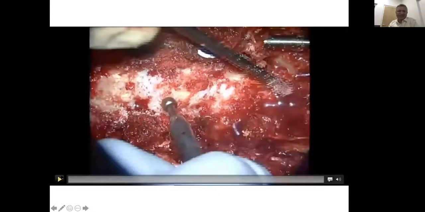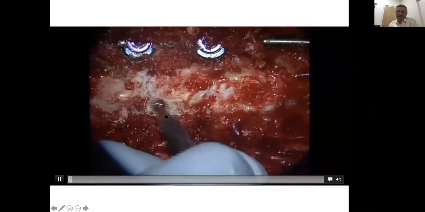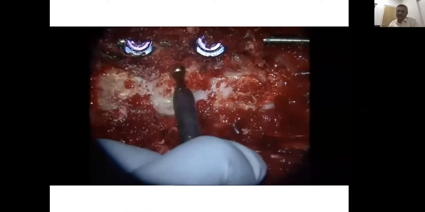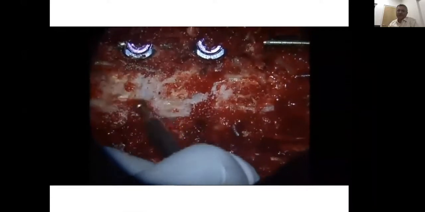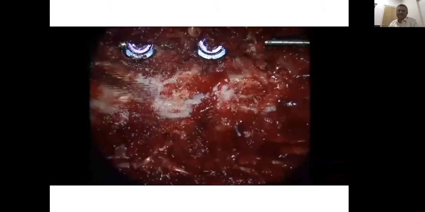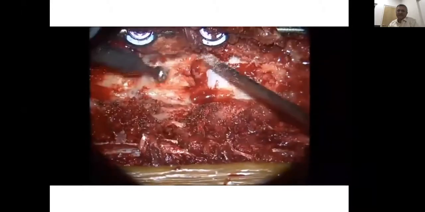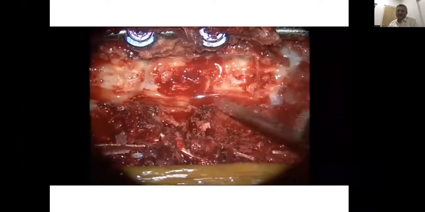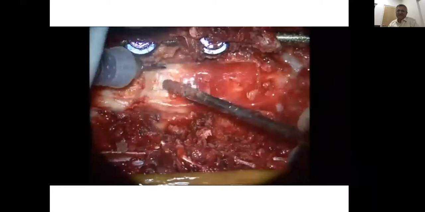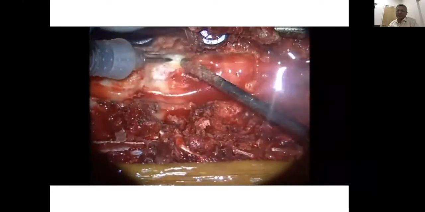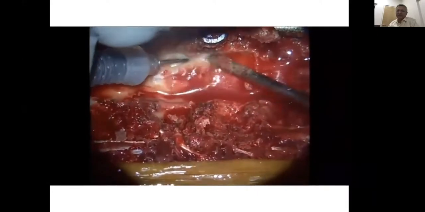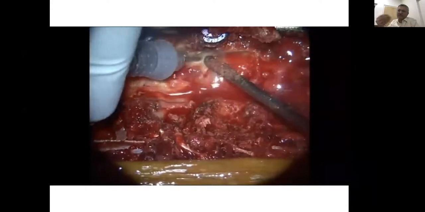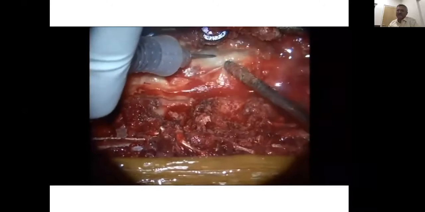There's another way of doing it, especially in OLF, which I do. I tend to use the burr initially to thin the cortex. As you can see, I am doing overall thinning on either side. And then I use the osteotome to do the final part of the cutting. I gently cut it so that the chances that you can separate the dura when it is adherent to the OLF are significantly better.